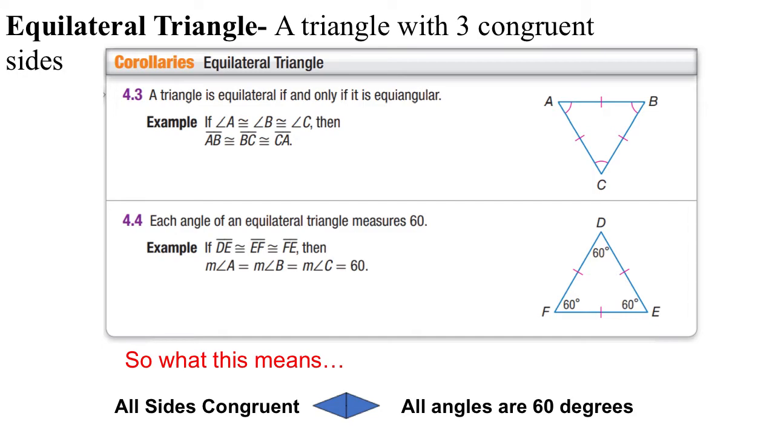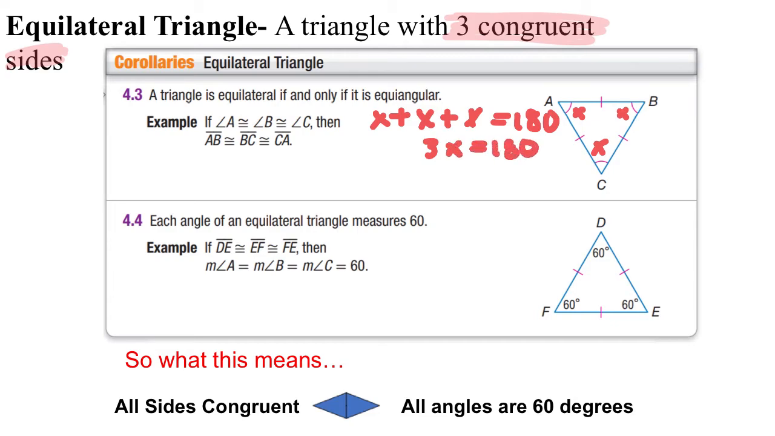Next, let's review equilateral triangles. An equilateral triangle is a triangle that has three congruent sides. Now, what the theorem says is that a triangle is equilateral if and only if it's equiangular. And equiangular means all the angles are equal. So if I called all these angles x, we would have x plus x plus x equals 180. So you would get 3x is 180, which gives us that x is equal to 60.